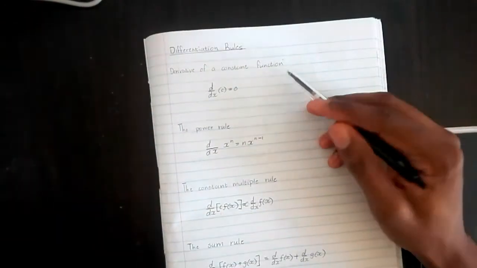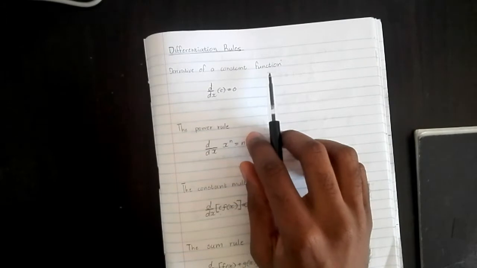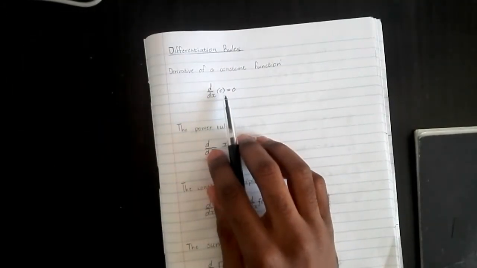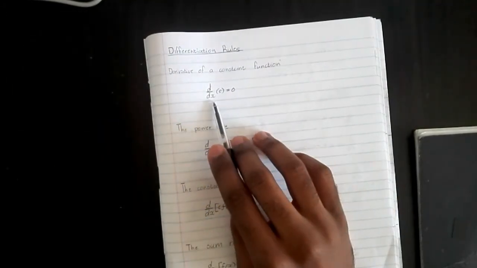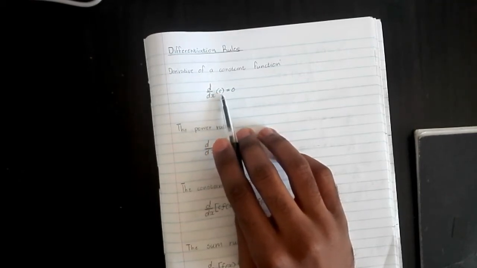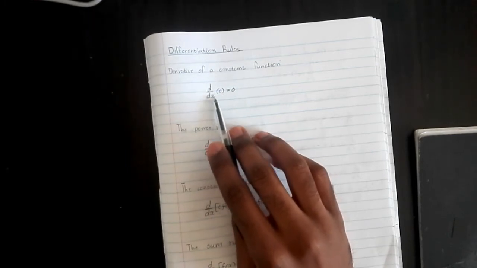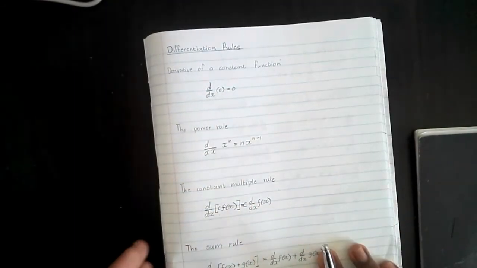One of the easiest is the derivative of a constant function. It simply means if you have a function, here you're asked to get the derivative of x. So if you have a function that does not contain x, it can be seen as a constant, and therefore the derivative of a constant function is 0. Let's get into some examples to show you.